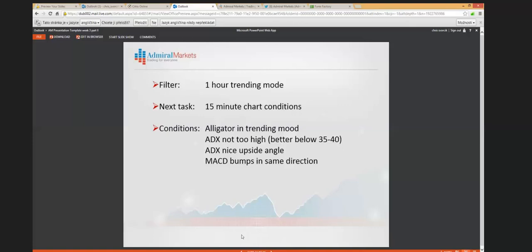Okay, if the ADX has a nice upside angle, that would be a nice bonus, and if the MACD is in the same direction as we're trading, that's a nice bonus as well. Okay.